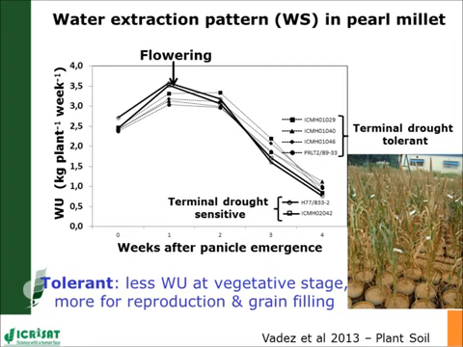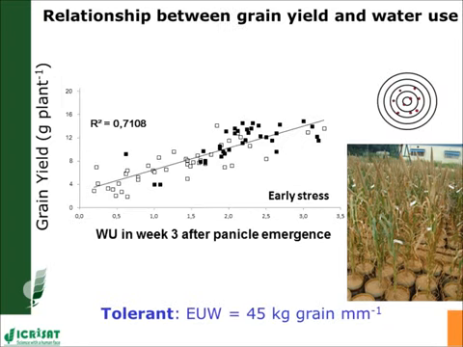And thinking of yield, if I correlate that water extraction, water use in week 3 after panicle emergence, and grain yield, we've got a very significant positive relationship. So we have a very right phenotype, right on target, on which we could improve the precision.